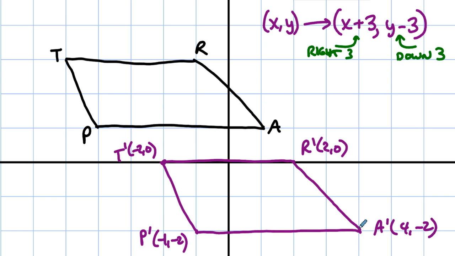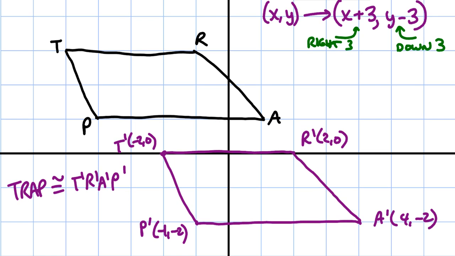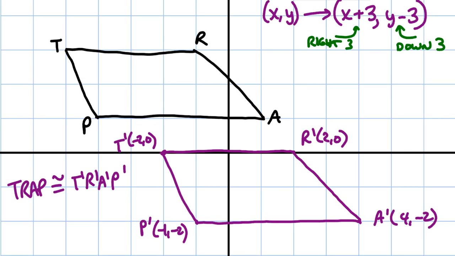Let's notice that the trapezoid is congruent to T prime, R prime, A prime, P prime. A translation does not change the size or the shape of a figure. The image is congruent to the pre-image. It was true here, it was true there. All the sides are congruent to their images. All the angles are congruent to their images. A translation preserves all of those properties.